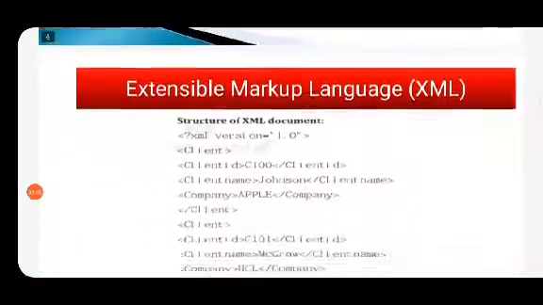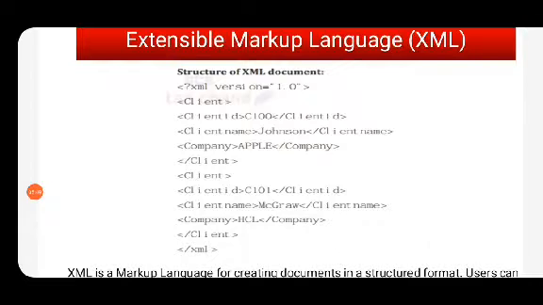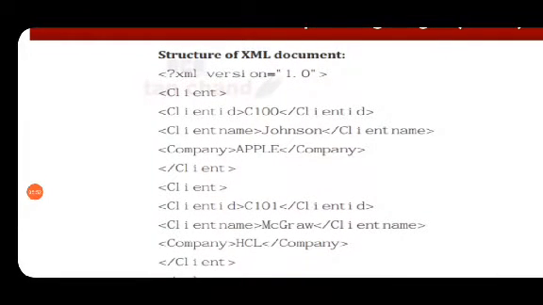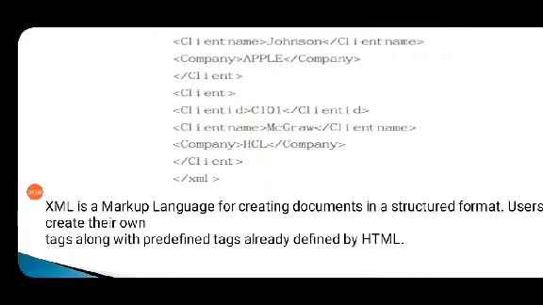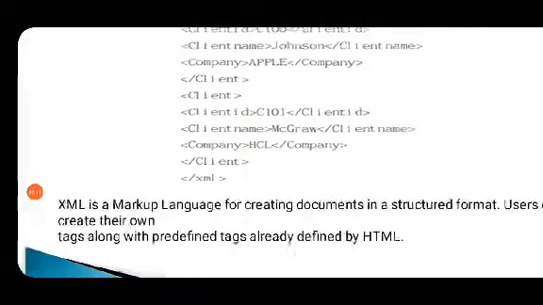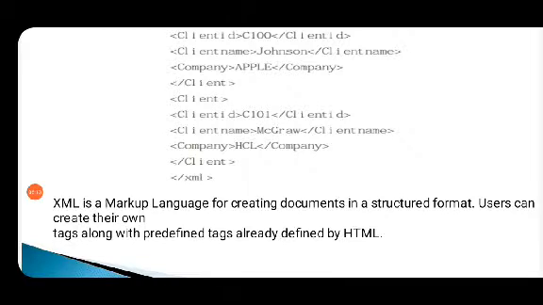Now we can see the format or the structure of an XML document. XML version 1.0, client, client ID, client name, company, client closed, and then again a tag open. So you have created your own tag over here. So XML is a markup language for creating documents in a structured format, and the user can create their own tags along with the predefined tags already defined by HTML. So this is the summary of XML.